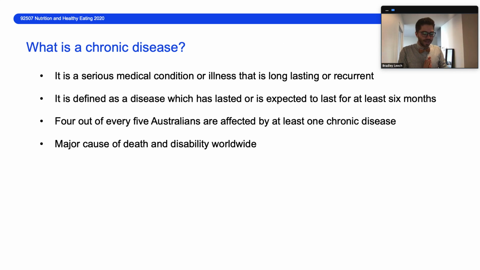So the question you ask me now is, Brad, what is a chronic disease? Well, it's a serious medical condition that lasts, or is predicted to last, for a longer period of time, generally around or above that 6-month period. Anything less than that could be categorized as an acute condition. Now, unfortunately, 4 out of every 5 Australians are affected by at least one chronic disease. Major causes of death and disability worldwide are the result of these chronic diseases.